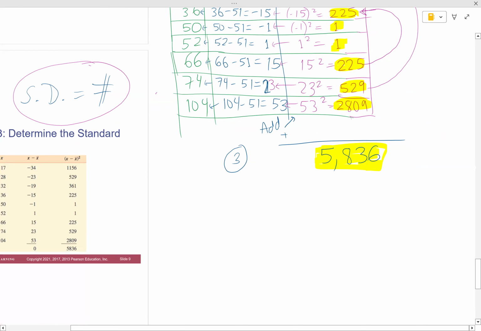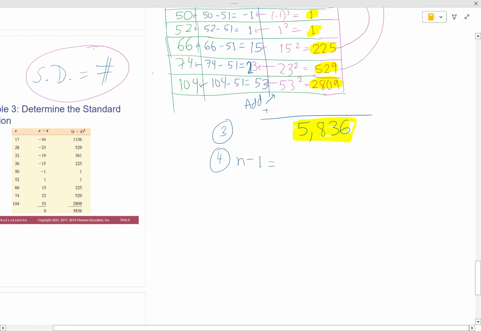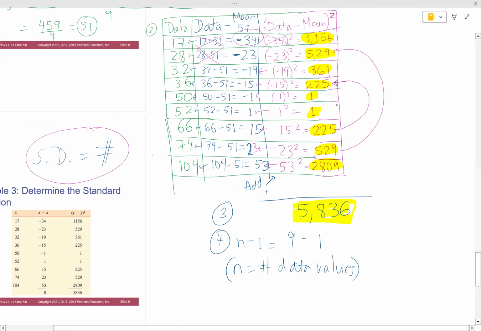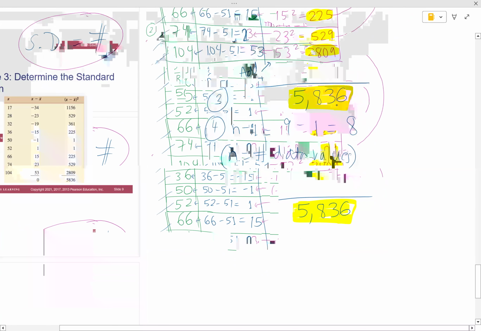Step 3, add all those results, and then step 4, am I getting these numbers right, was to divide that number by n-1. Let me think about what's n-1. N is the number of data values we had initially. If I remember right, I think we had 9 data values to begin with. Is that right? 1, 2, 3, 4, 5, 6, 7, 8, 9. Okay, just making sure. I've gotten this far hopefully without making a mistake. So it's always 1 less than the number of data values. If I have 9 data values, now I want to divide by 8.